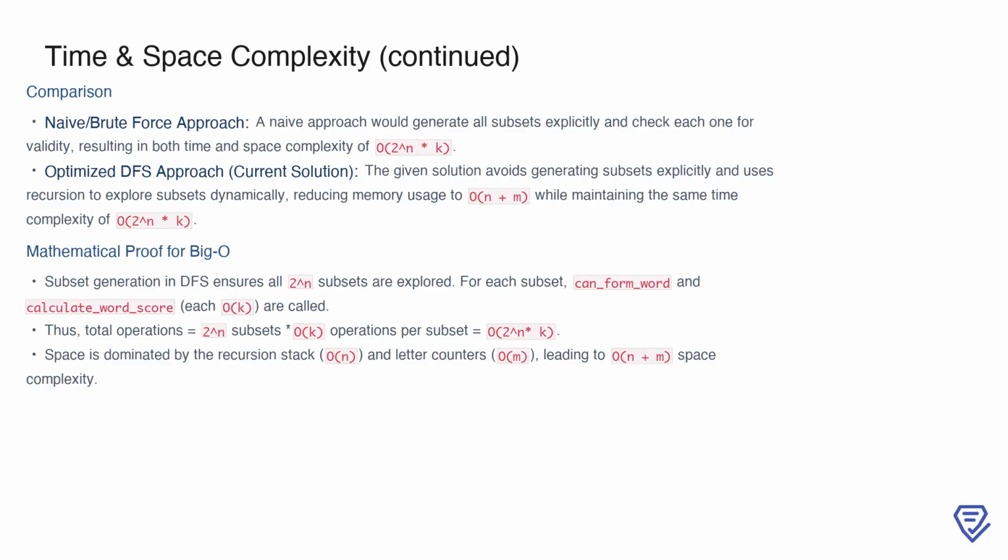Mathematically, this makes sense because the DFS ensures all 2^n subsets are explored, and for each subset, can_form_word and calculate_word_score, each O(k), are called. The space complexity is determined by the recursion stack, O(n), and the letter counters, O(m), leading to a total space complexity of O(n + m).